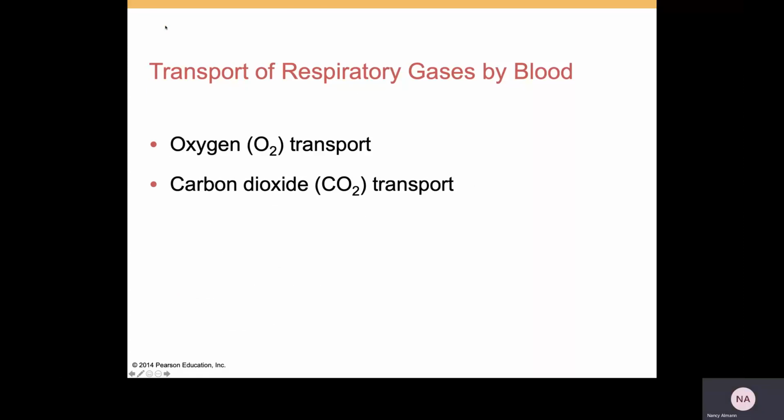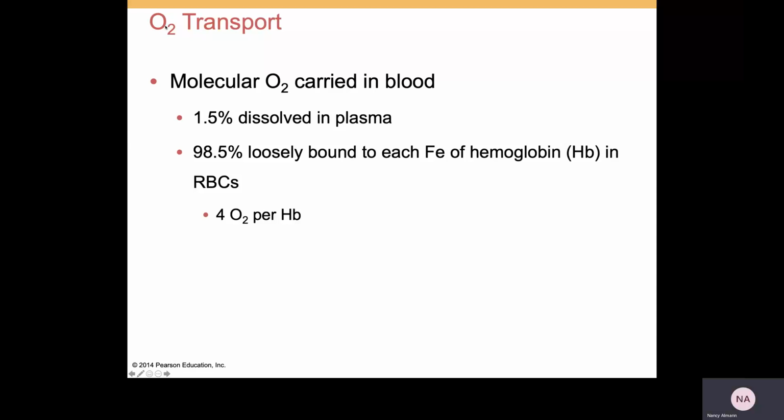How do we transport respiratory gases? Because we got to move oxygen and we have to move carbon dioxide. The majority of oxygen is going to be carried by hemoglobin, and we've talked about this before. So about 98.5% is going to be bound to the iron in hemoglobin. That is a lot. Remember that hemoglobin is a giant protein that can carry 4 oxygen molecules. You have a little bit in plasma, but not a lot.